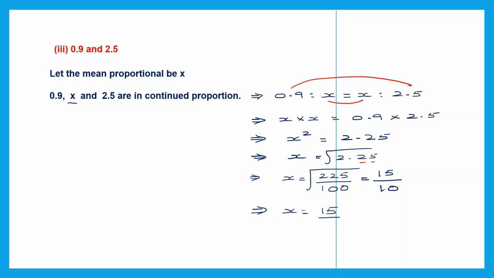Now 15 by 10, we can write it as a decimal number. Write only 15 outside. Now look at the denominator. 10 has 1 0. That means 15 should have one decimal place. So I can put my point here. So what is my number now? 1.5. So I have found my mean proportional, and the mean proportional is 1.5. So this is my answer.